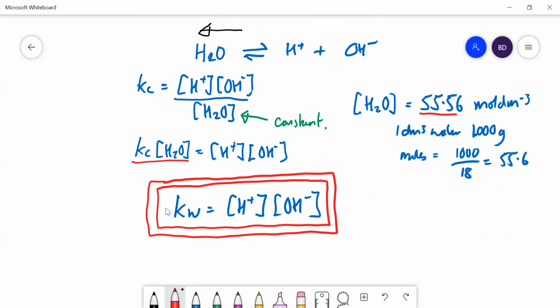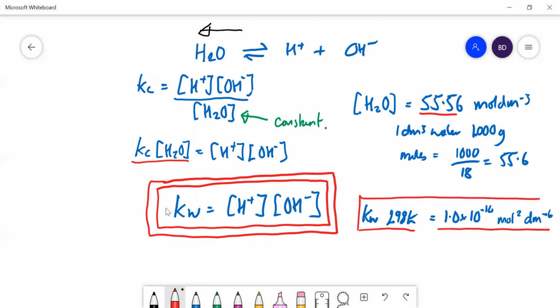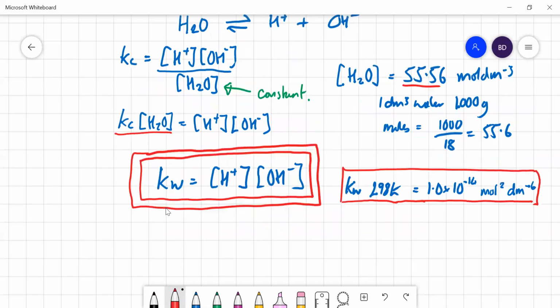That's really important. Now the value of Kw at 298 Kelvin, it does change a little bit if the temperature changes, but at 298 Kelvin, which is 25 degrees C standard temperature, the value of that is 1.0 times 10 to the minus 14. Now we look at the units. We've got two lots of concentration, so strictly speaking, the units are mole squared dm to the minus 6. That's the units of Kw, so that's pretty important as well. Okay, so let's remember all of that stuff. That is really important. The other stuff was just explaining what's going on.